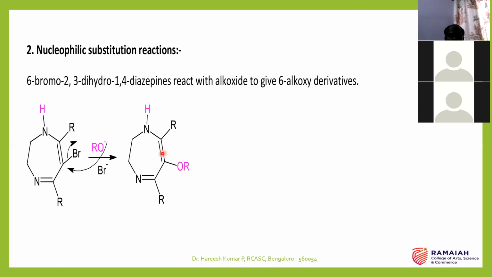alkoxide is obtained, starting with 6-bromo-2,3-dihydro-1,4-diazepine. So with this, I will go to the next slide.